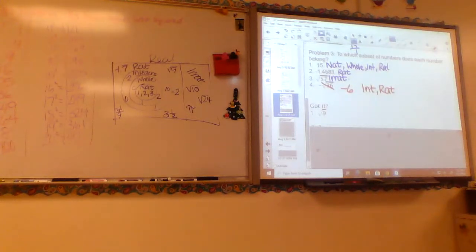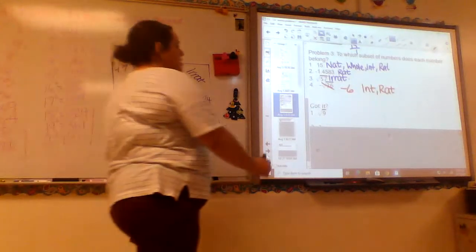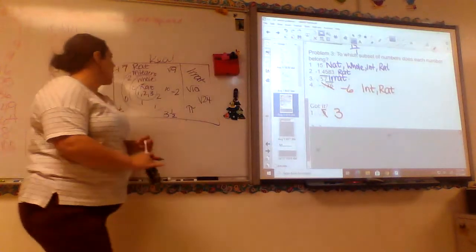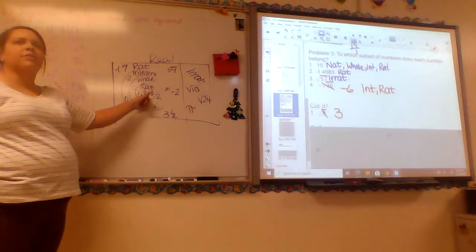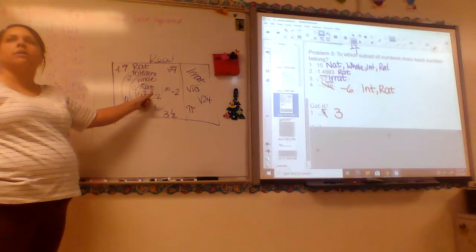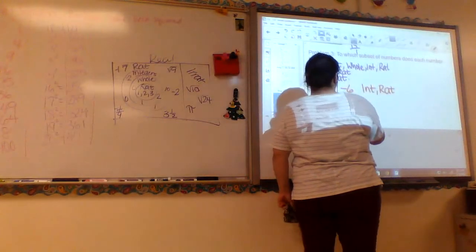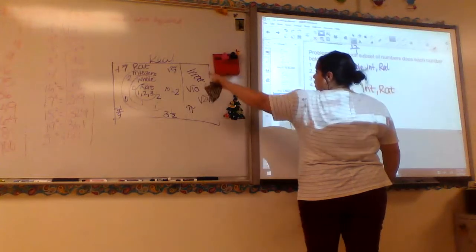All right, quick, what's the square root of 9? 3. So I'm going to think of this as 3. Is 3 a natural number? Is it a positive counting number, not including 0? Yes. And if you're natural, then you can automatically assume you're whole, integer, rational.